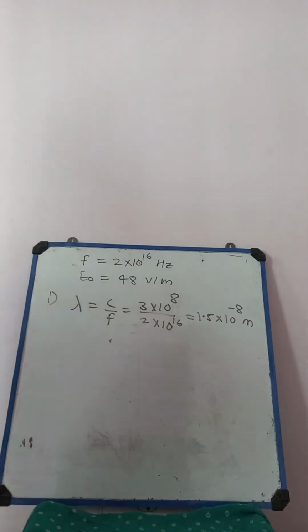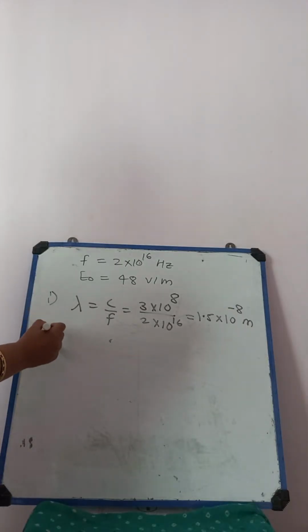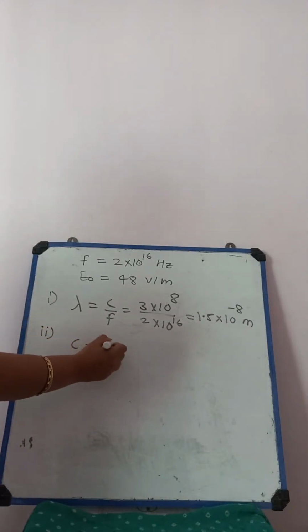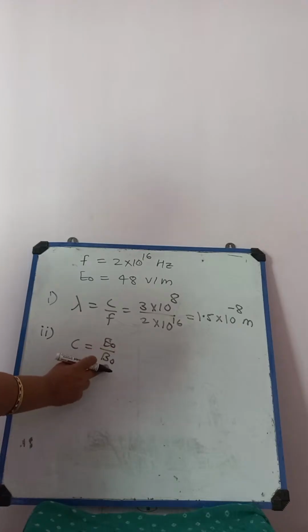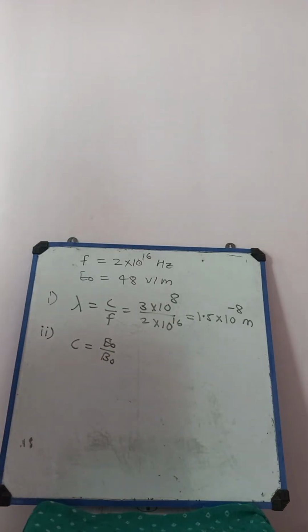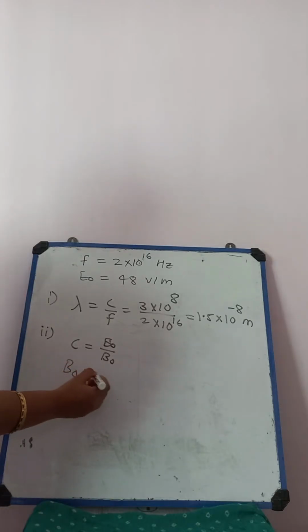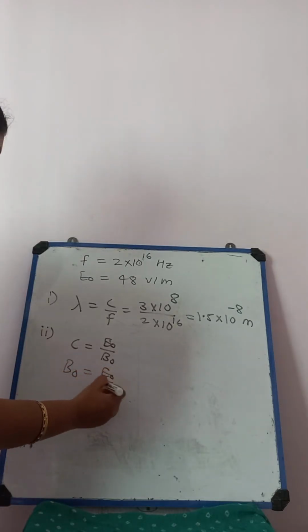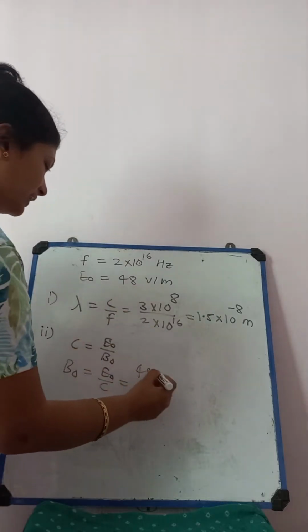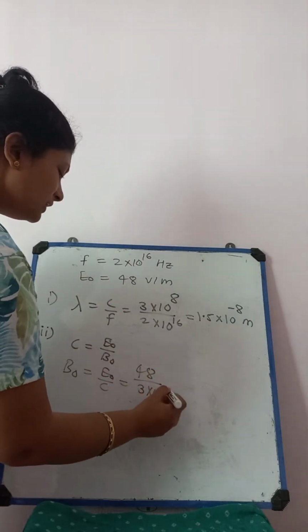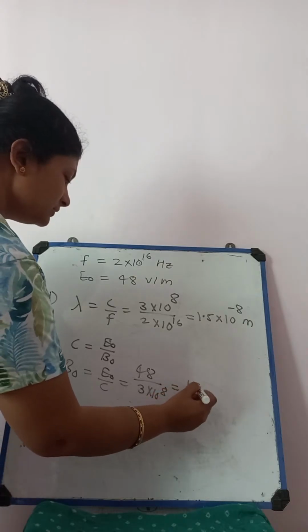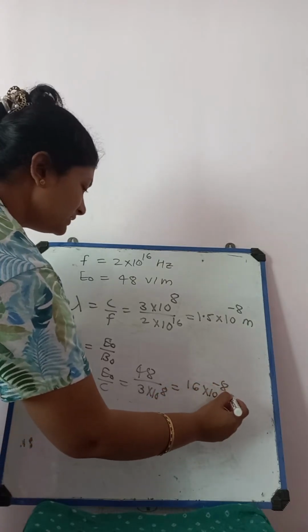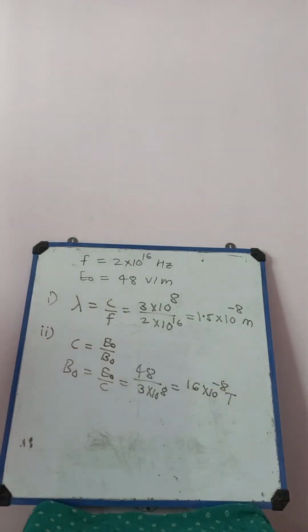Now second, what are they asking? They are asking the magnetic field. Just now we did this formula, C is equal to E naught by B naught. They are asking the oscillating magnetic field B naught. So here we will get B naught is equal to E naught by C. E naught is given 48 and C is 3 into 10 raised to 8, that is 16 into 10 raised to minus 8 Tesla, the magnetic field. This question was asked for 3 marks. I hope you all are getting it. Those who have a doubt can ask or send a message.